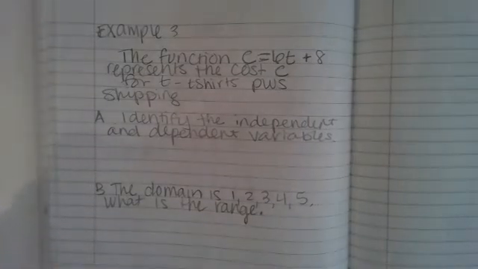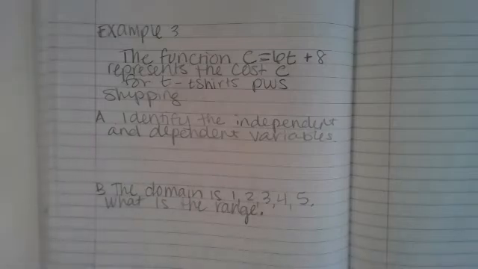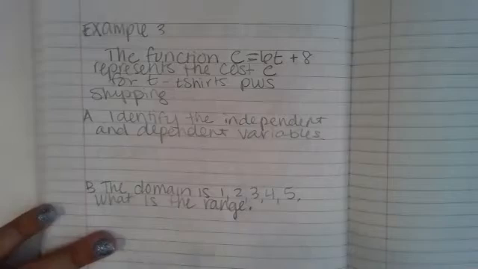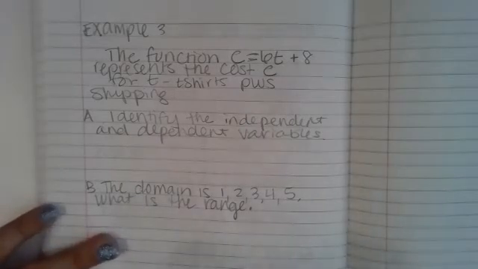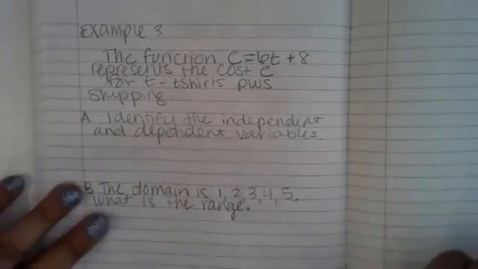Okay, so while looking at this, the first thing we're going to do is identify the independent and dependent variables. So the independent variable would be whatever happens by itself, right? Like it's not changed based on other circumstances. So what would the independent variable be here? What's going to happen no matter what, and that part is not changing? The number of shirts.